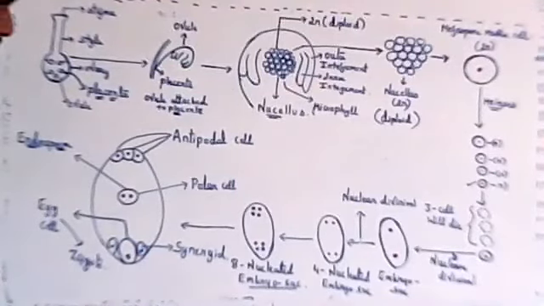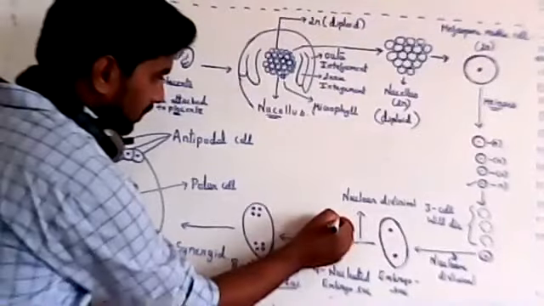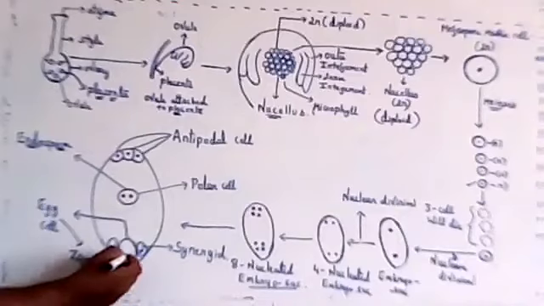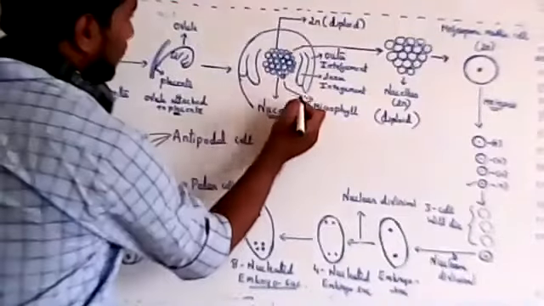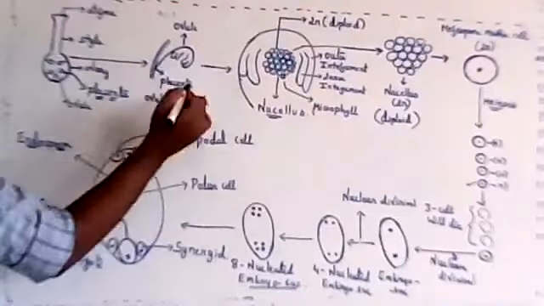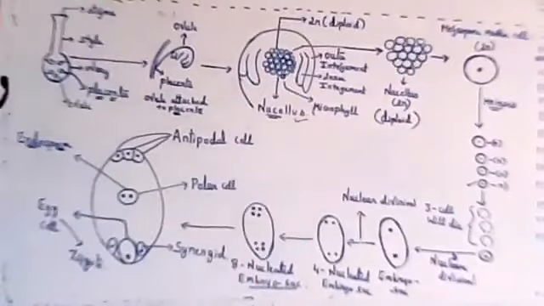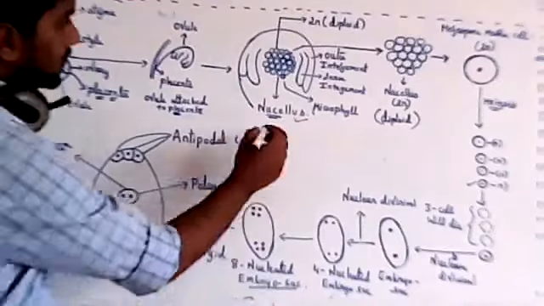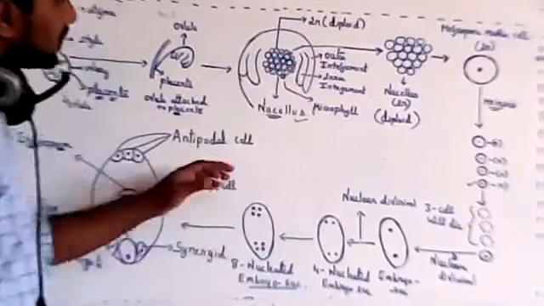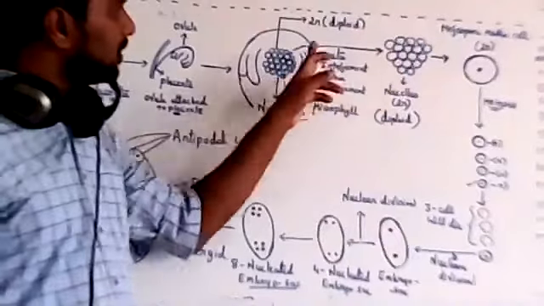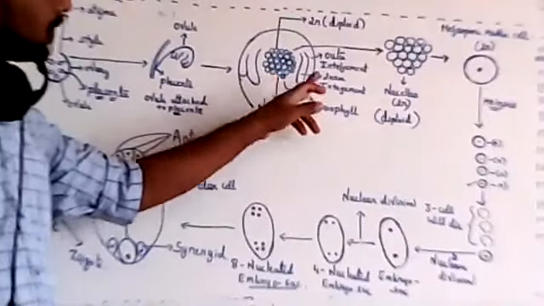So this is how the egg cell is formed. It starts from here, from the ovule. Inside the ovule, there will be a tissue called the nucellus. A group of cells is called nucellus. Whatever is present inside is shown here.